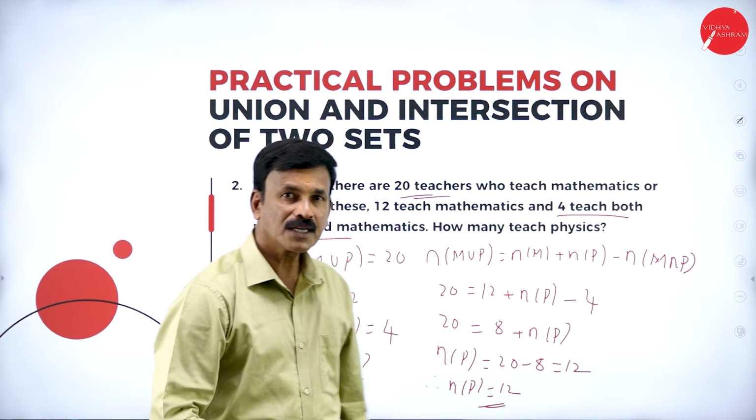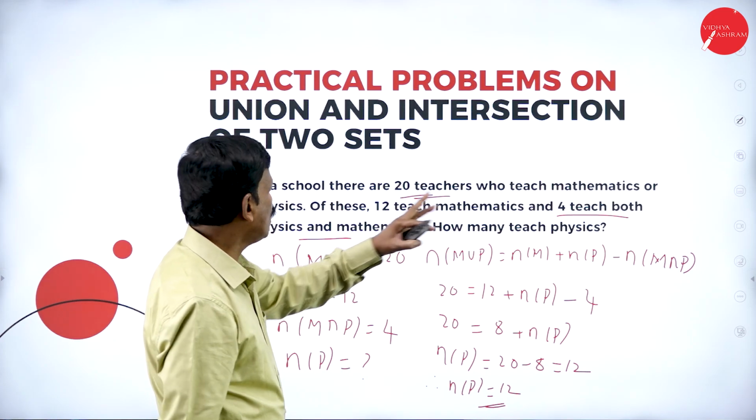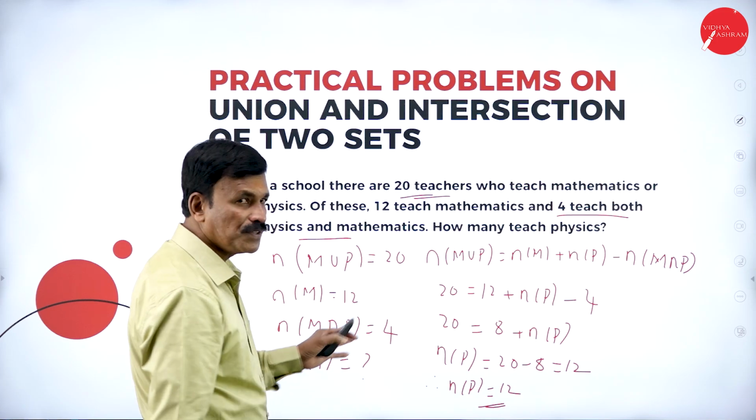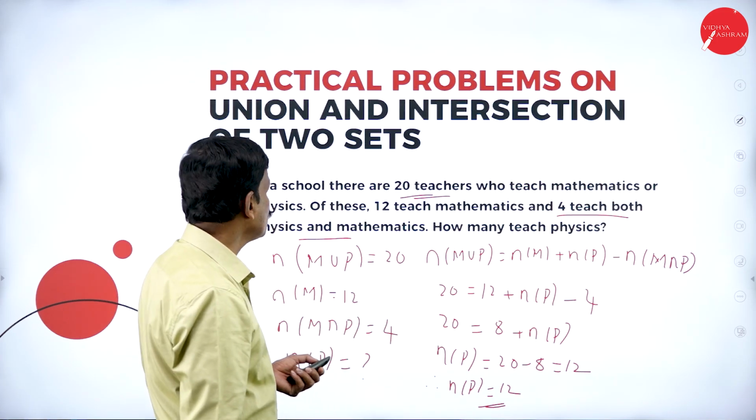That's it. Okay. Right. See, very simple. Number of teachers who teach maths or physics is 20. Only maths is 12, so only physics is to be determined. Both is 4. Just subtract, you will get the answer. Move on to the next problem.